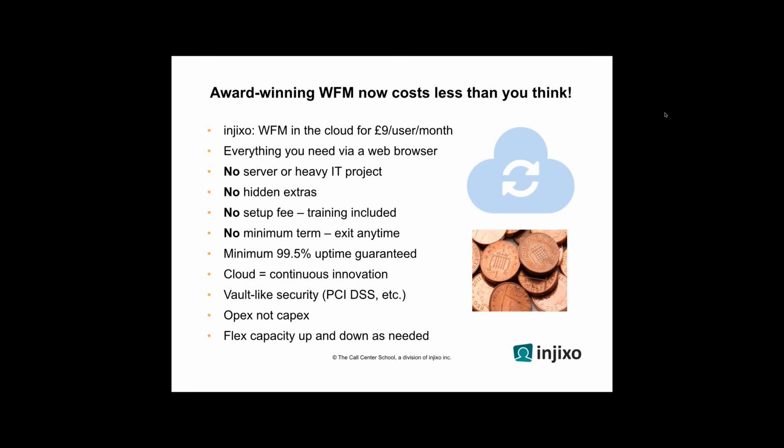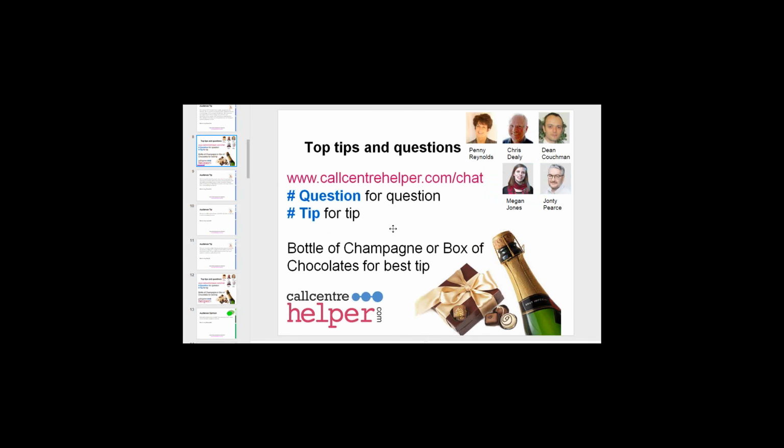Finally, because it's pay-as-you-go, you can flex capacity up and down as needed. So if you have a seasonal business, maybe a retailer with a Christmas peak, you don't need to buy a lot of software for your peak capacity, just buy it for the months that you need it. So aligning your outgoings with your revenues.